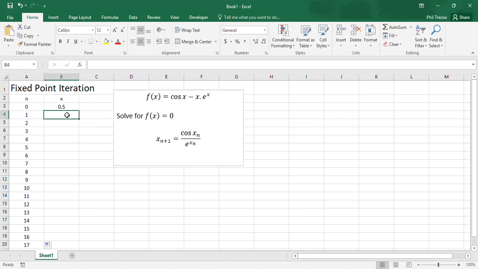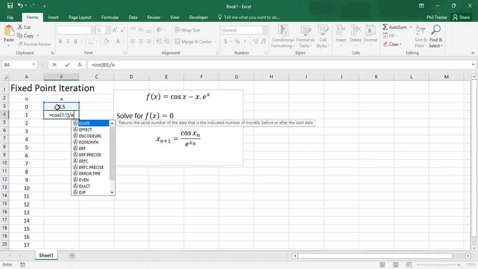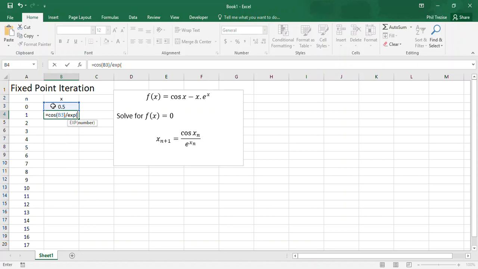The algorithm is quite simple. We use Excel to express this formula where we're referring to the value here, 0.5, as xn, the previous estimate. As always, start with an equal sign. Cosine of the previous estimate divided by e to the power of the previous estimate. Remember, in Excel, we type exp as e raised to the power, in this case, power 0.5. So that gives me a new estimate of 0.53.